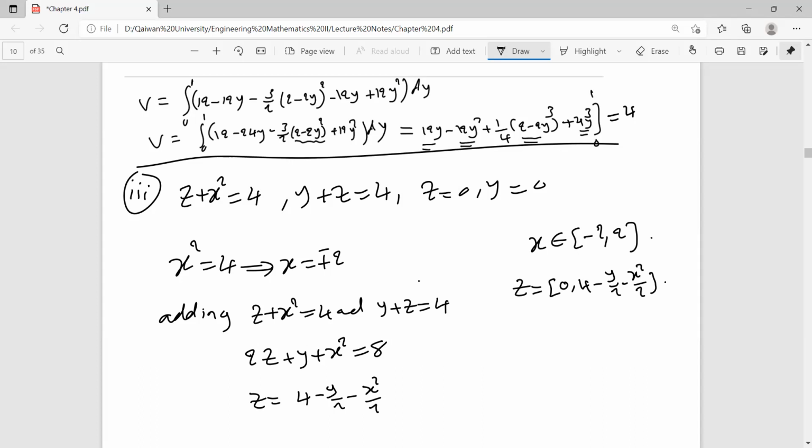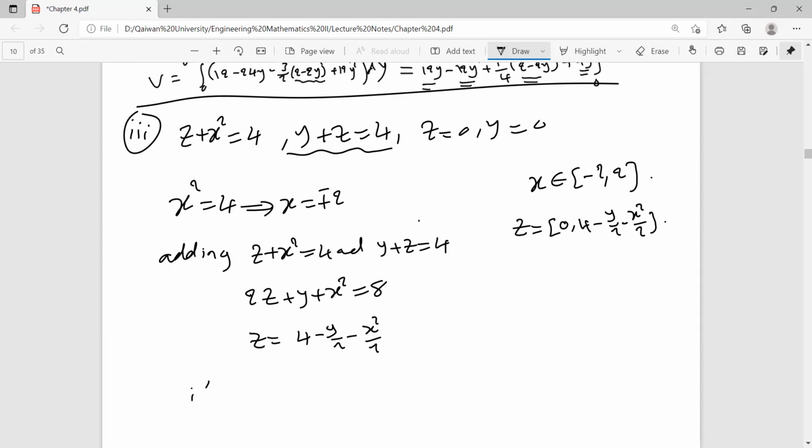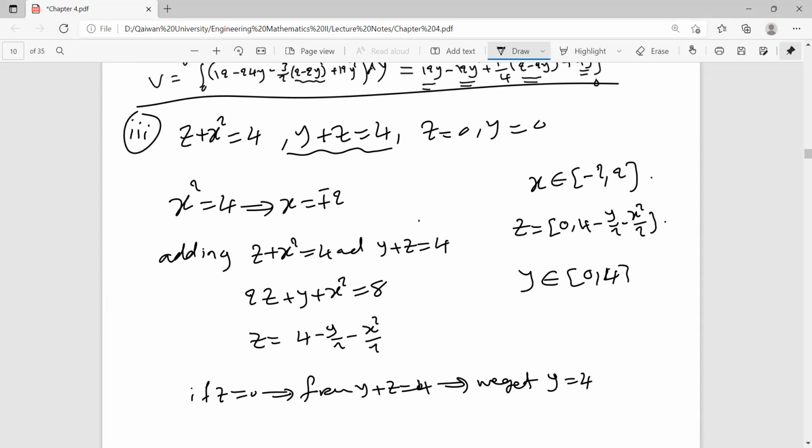We have y in only this function, and z could be 0. When z is 0, y is 4. Oh, sorry, y is 4. If z is 0, then from y plus z equals 4, we get y equals 4. That means y belongs to 0 to 4. We have the lower and upper limits for the integration with respect to x, y, and z.